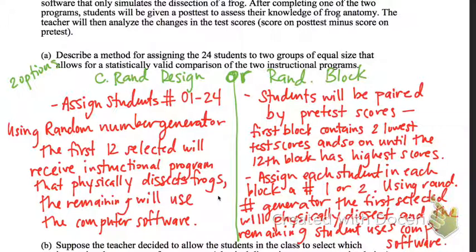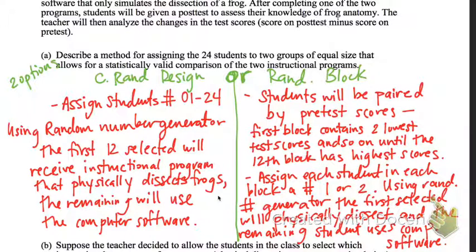Did anybody do a randomized block in here? That's really hard. Jeremy did. They did it based on their pretest score. So they took the 2 lowest pretest scores for 12 blocks all the way up to the 2 highest pretest scores. So we paired them by pretest scores. If you did it like this, the 12 lowest and the 12 highest, that would also work, and then 6 and 6, 6 and 6. Is that how you did it?